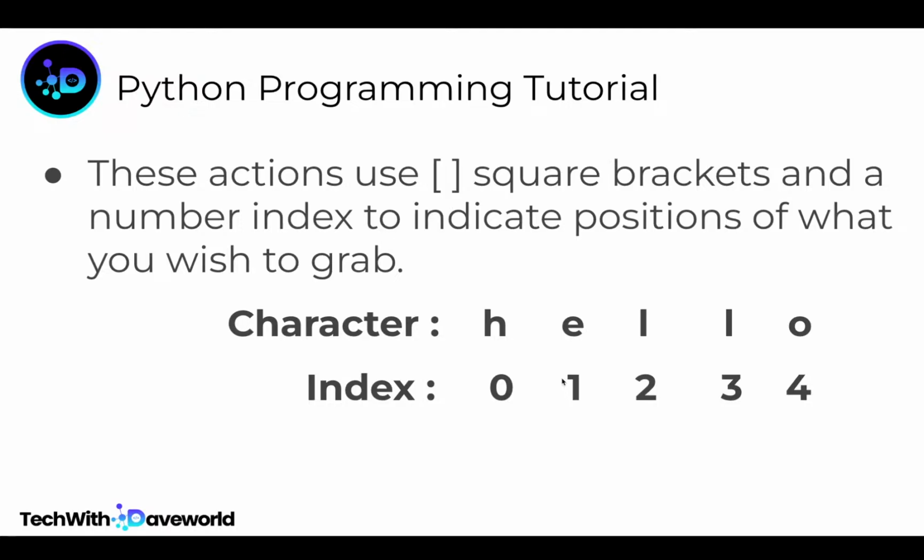Now if you also want to grab the letter l, the first l, you're going to use the index 2, and so on and so forth. That's how you can grab characters from your strings. So we have this hello and we want to grab o, for example, then obviously we're going to use index 4. I hope you understand what I'm trying to explain.